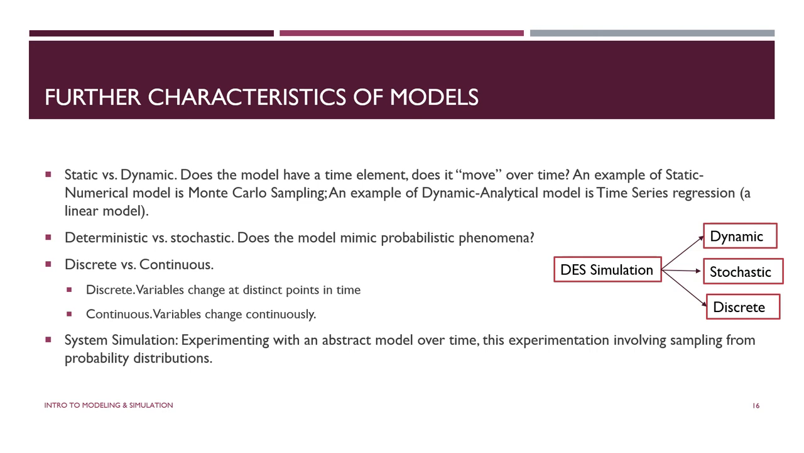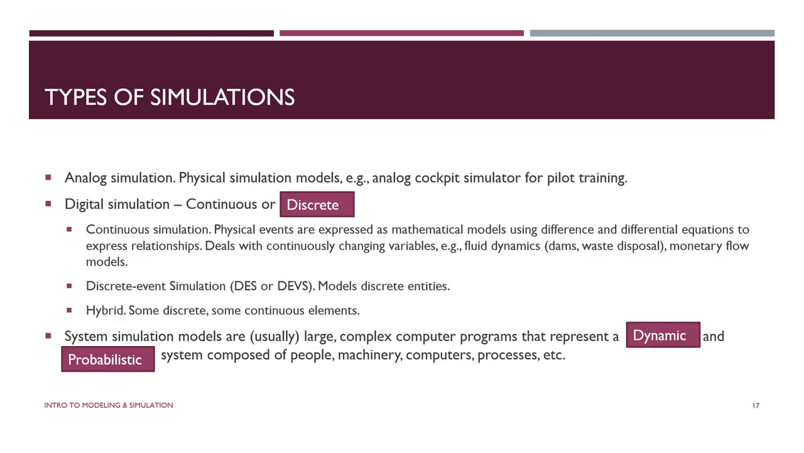System simulation. We're experimenting with a model over time. We're sampling from probability distributions. And it's a discrete event simulation. That's DES, discrete event simulation. That's what we're going to be working with. Even though we're studying in depth one type of simulation, you should really have a broad overview of the different types of simulations that are out there. You may even end up working on one of these, either for your term project or in the future.